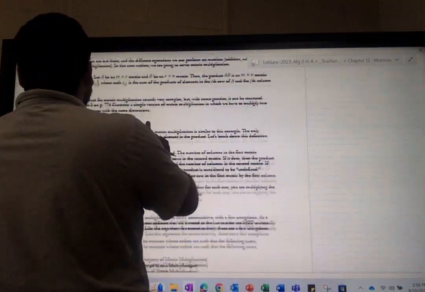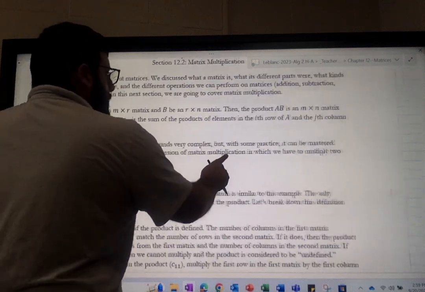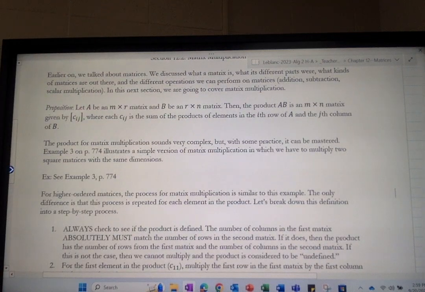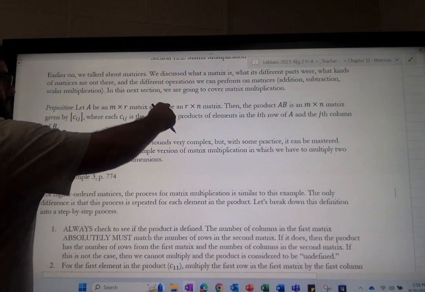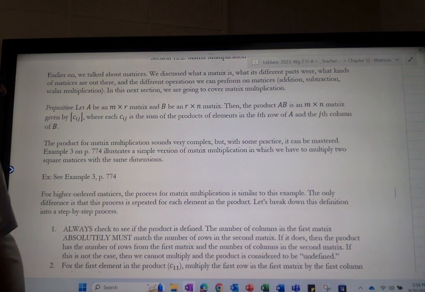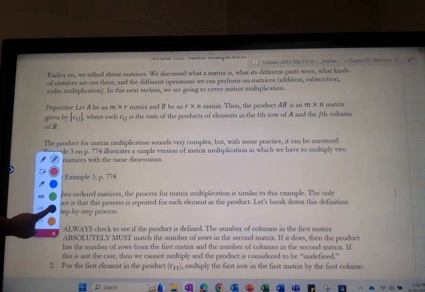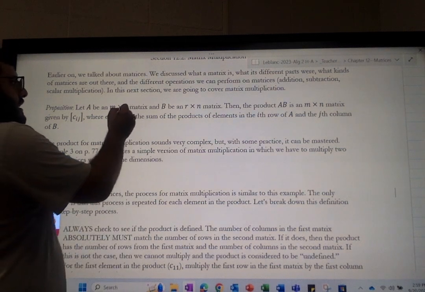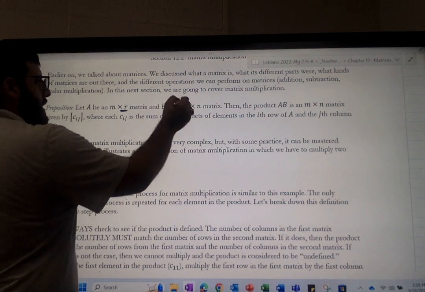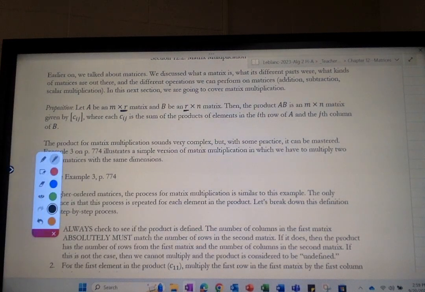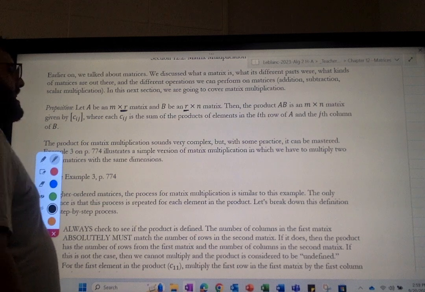If you look back here in your notes at the top, look at the original proposition here. A has these dimensions and B has these dimensions. What does that mean? The first thing that we have to check before we multiply is to see if the product is defined. And matrix multiplication is only defined if the number of columns in the first matrix match the number of rows in the second matrix, right? Think of it this way.